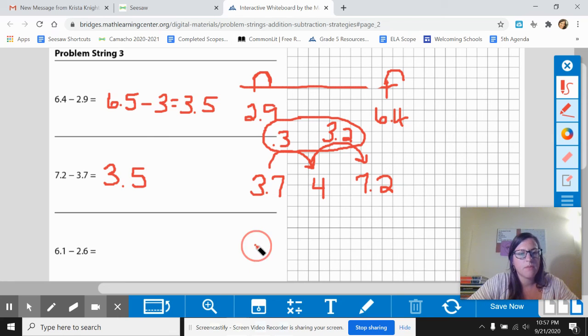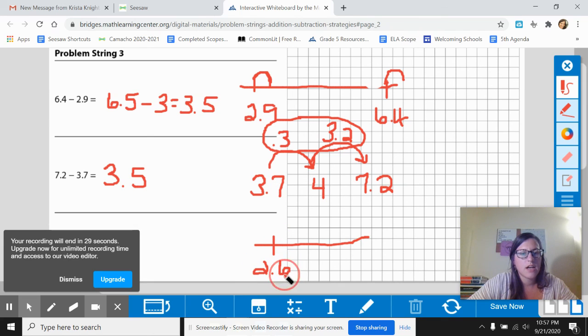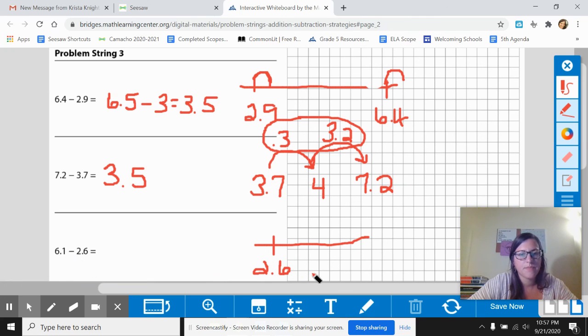Okay, let's look at the last one. So for this one, I'm thinking about it on my number line. I got my 2 6/10, and I have my 6 1/10. I'm thinking I'm going to use the first strategy up here, where I want to move this down to 6 to make it a friendly number, which means I also need to move this one down. So now I have 6 minus 2 5/10.